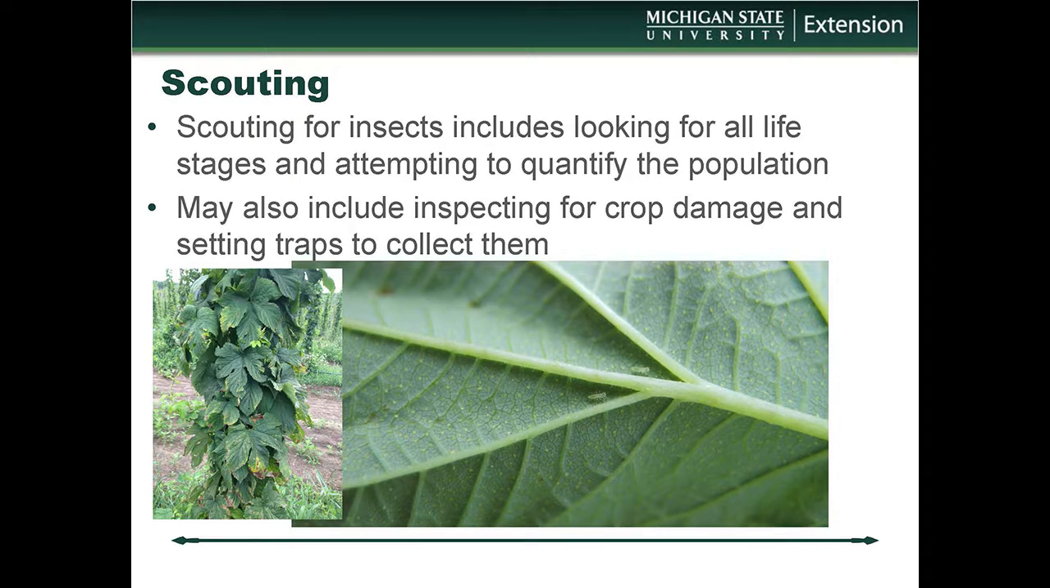Scouting for insects includes looking for all life stages and attempting to quantify the population. It can also include inspecting for crop damage and setting traps to collect them. I do set out unbaited yellow sticky traps for potato leafhopper arrival, so those are just passive two-sided yellow traps that they seem to be attracted to. And it's a quick way to check and see what insects are present when you hit the hop yard. So I just change those out every week because they do get really dirty, but that's a really helpful way.